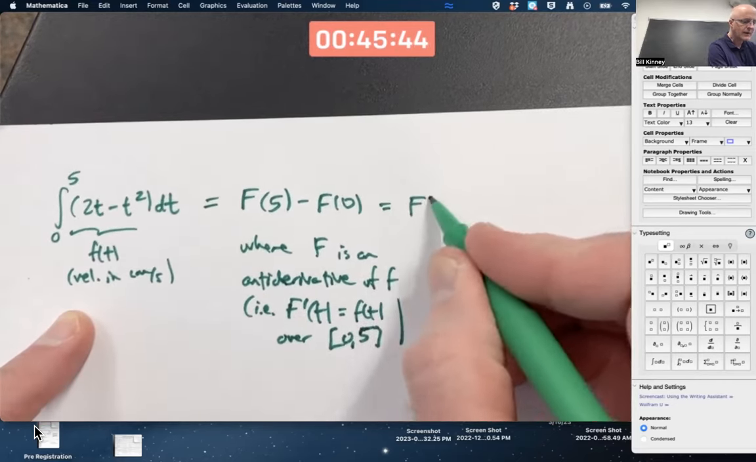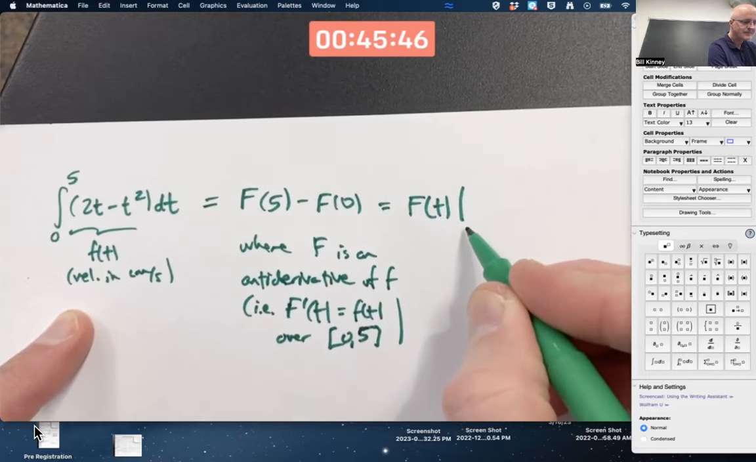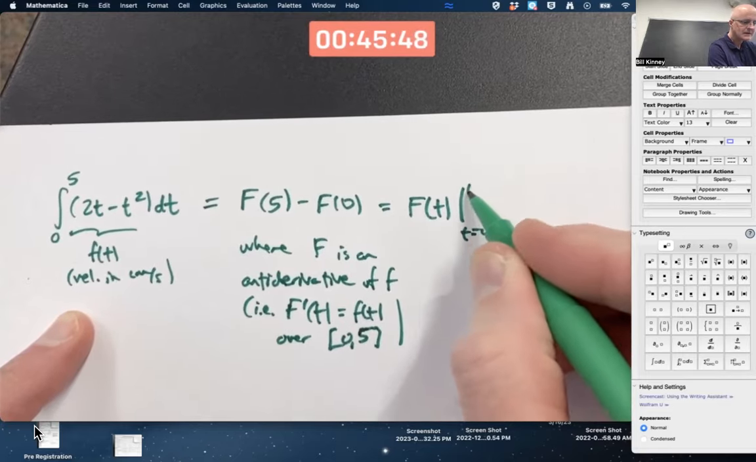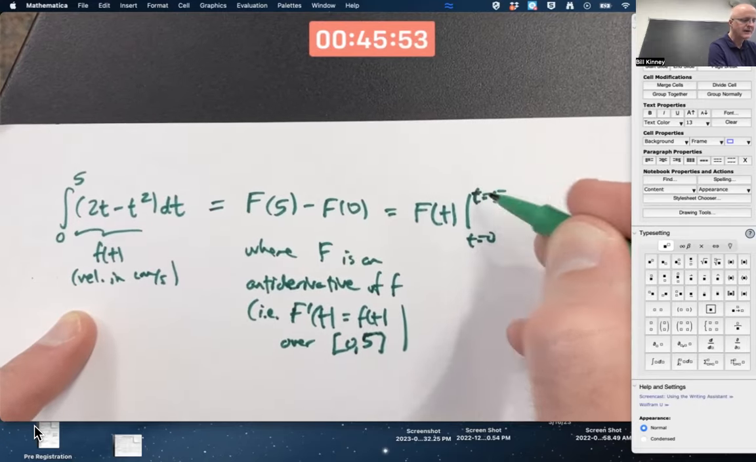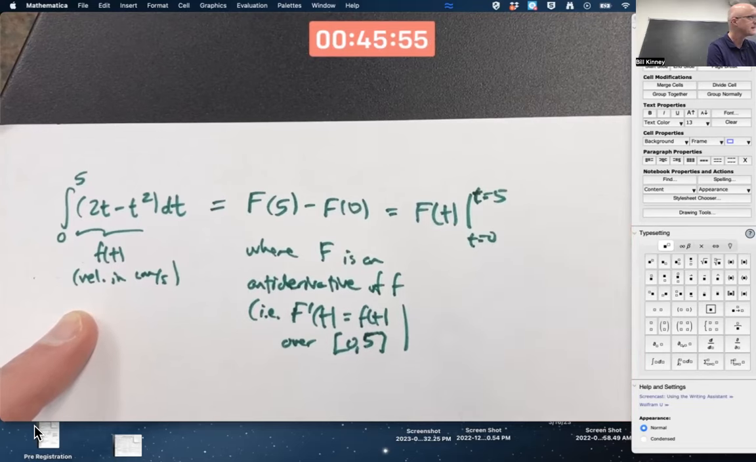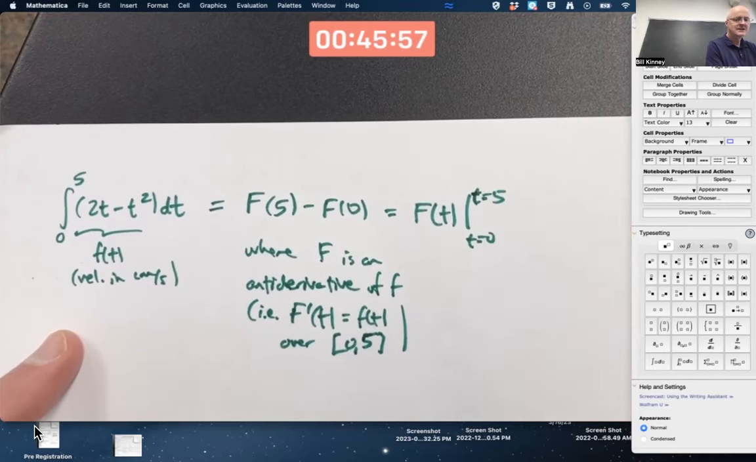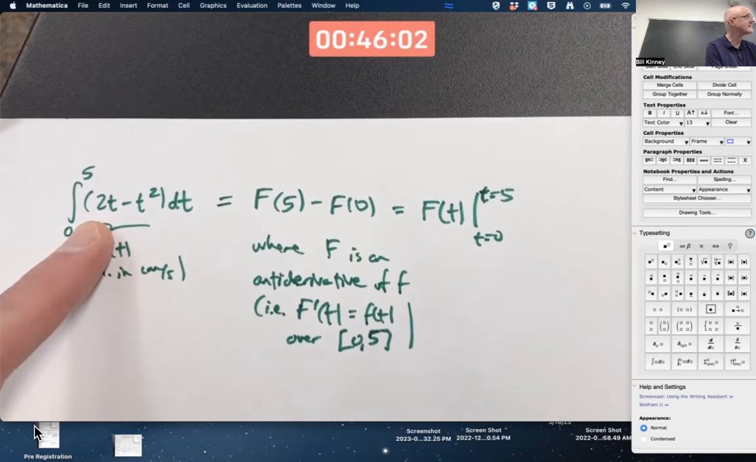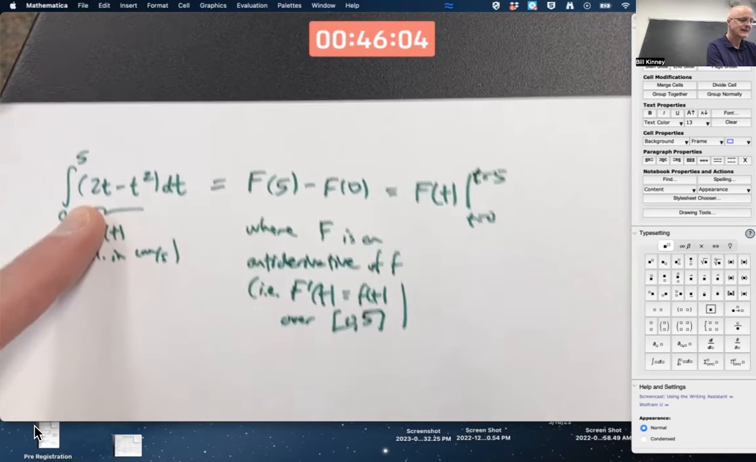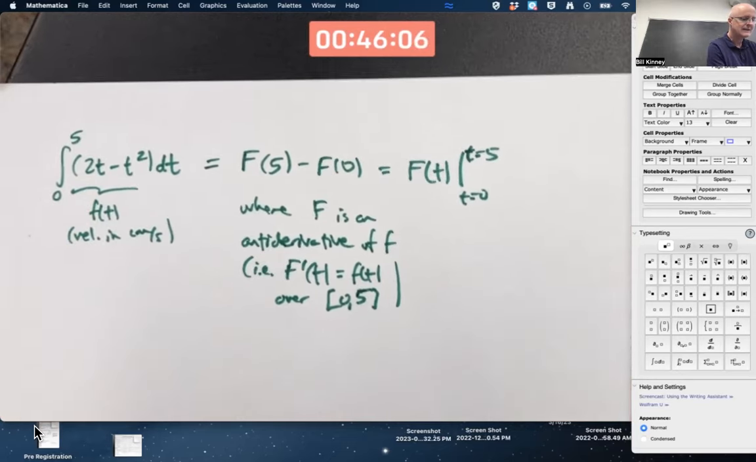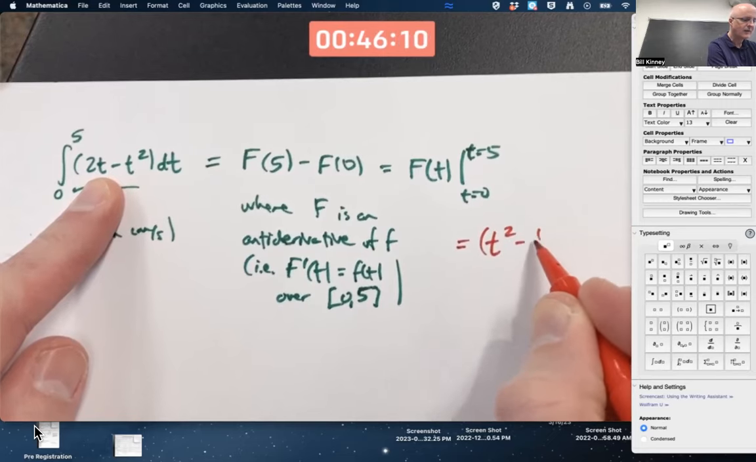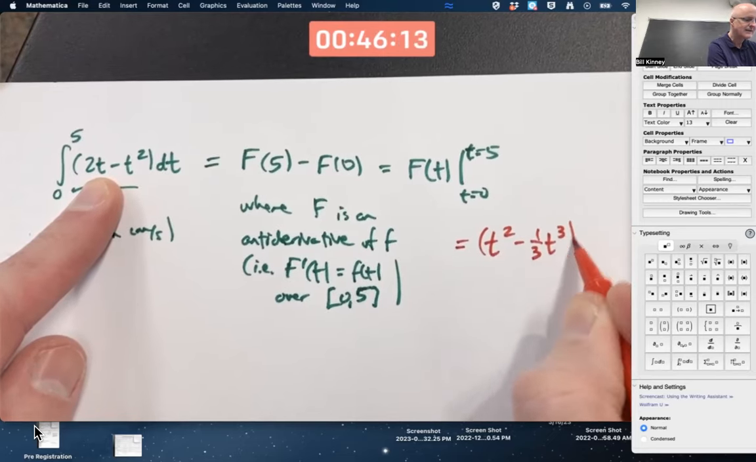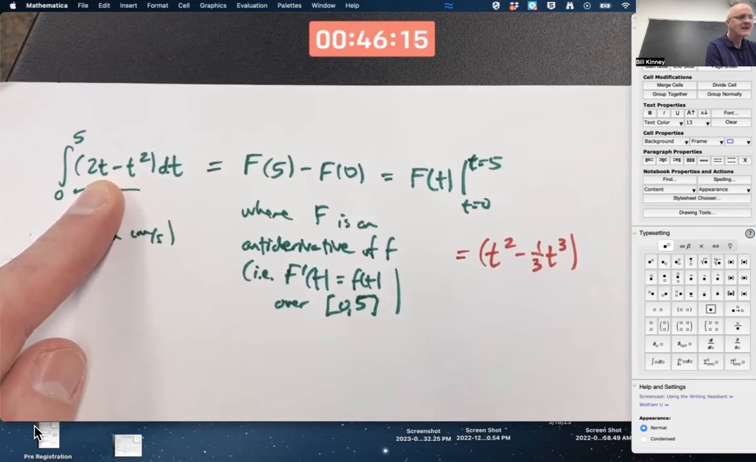Notationally, we also sometimes write this like this. I'm putting t equals 0 to t equals 5 there. Sometimes we don't bother with the t's, we just put a 0 and a 5. So the problem now is to figure out an antiderivative. Well, that's pretty easy. Just guess. In this problem, one example of an antiderivative is t squared minus 1/3 t cubed, right? Educated guessing.